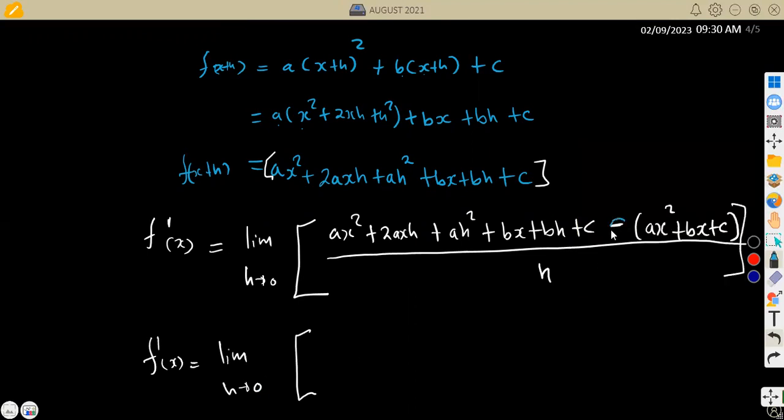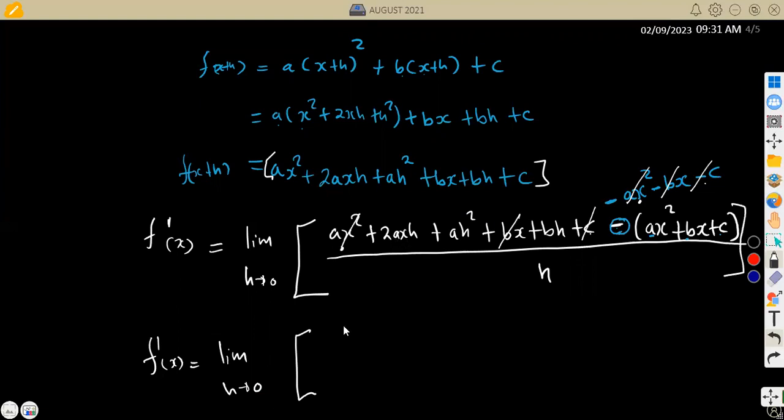If we use this negative, we are going to have negative times ax squared, which is negative ax squared. Negative times bx, which is negative bx. Negative times c, which is negative c. So if you simplify now, you're going to have ax squared minus ax squared, so this will cancel. These are the same. We also have bx minus bx, this will cancel. We have minus c and plus c, so c minus c will cancel.